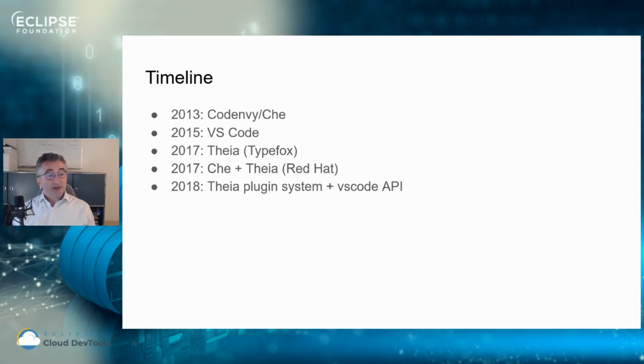And later that year, the Che project, under the guidance of Red Hat at the time, decided to use Theia as their IDE in Che. And to that intent, they contributed a plugin system and implemented a good part of the VS Code API to run certain extensions in Che.